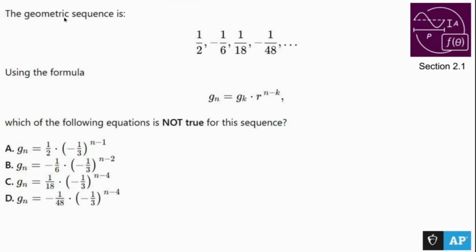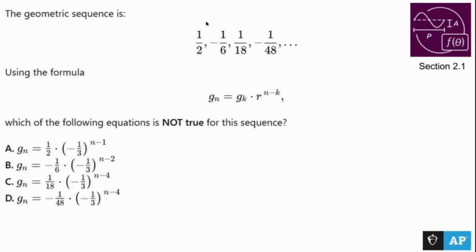The geometric sequence is a half, negative 1/6, an 18th, negative 1 over 48. Using the formula g sub n equals g sub k times r to the n minus k, which of the following equations is not true for the sequence? Now, if you're looking at this, you will notice that this is the exact same thing as the regular geometric sequence, but instead of 1s, we have k's. If we were to replace k with 1, we get what we're always used to, the same thing.